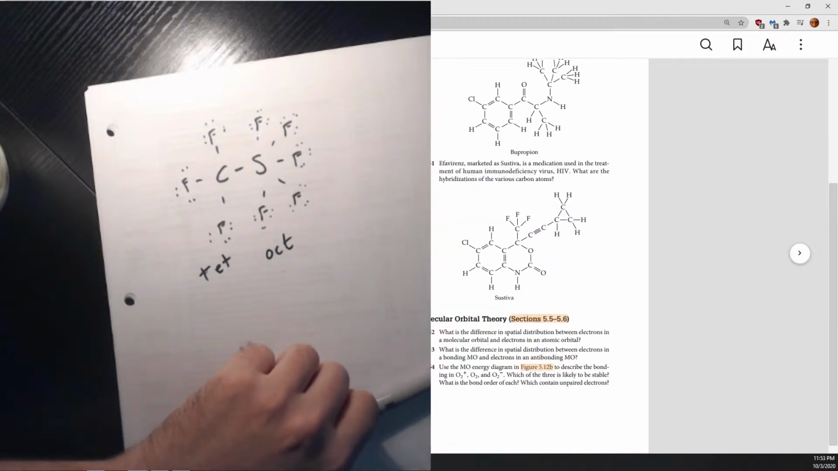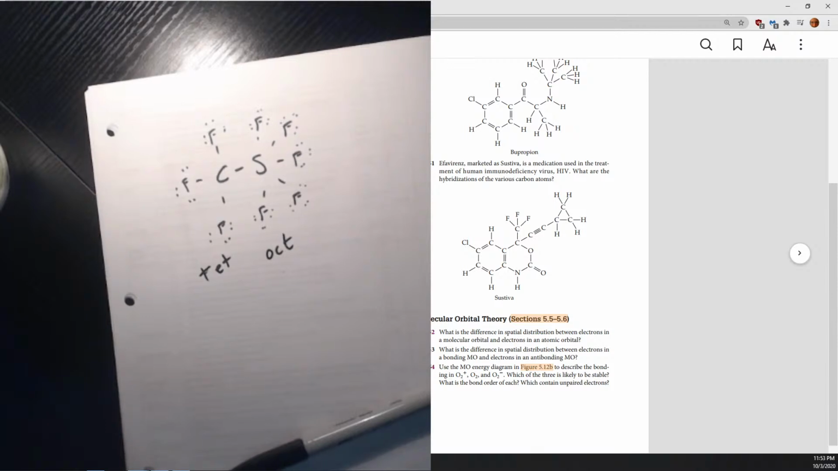What hybridization do you expect for atoms that have the following number of charged clouds? Charged clouds are what I've been calling electron domains in class. All right, so 2 means sp, 3 is sp2, and 4 is sp3.